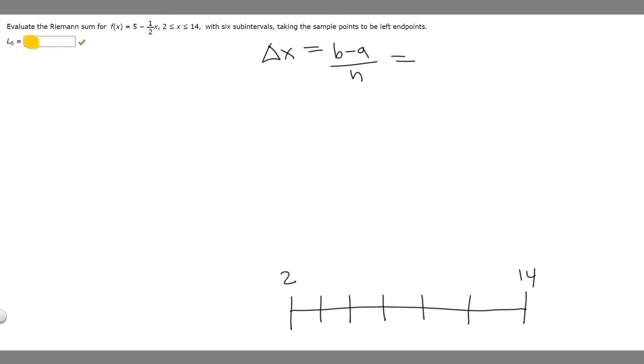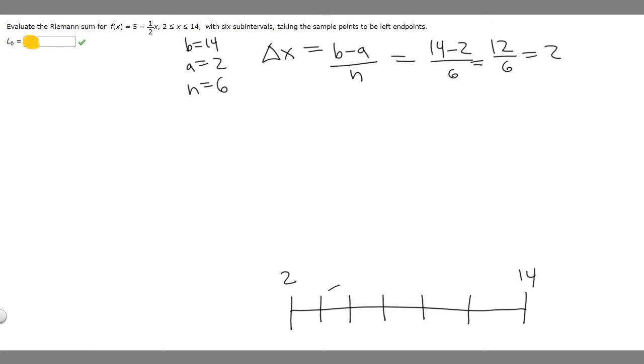So b is basically just the highest number in our thing. So b is going to be equal to 14. And then a is just our lowest, so 2. And then n is going to be equal to the number of subintervals. And so in this case we have 6. So n is going to be equal to 6. So this is going to be equal to 14 minus 2 over 6, which equals 12 over 6, which equals 2. So now that we know our delta x, our change in x, is just going to be 2.